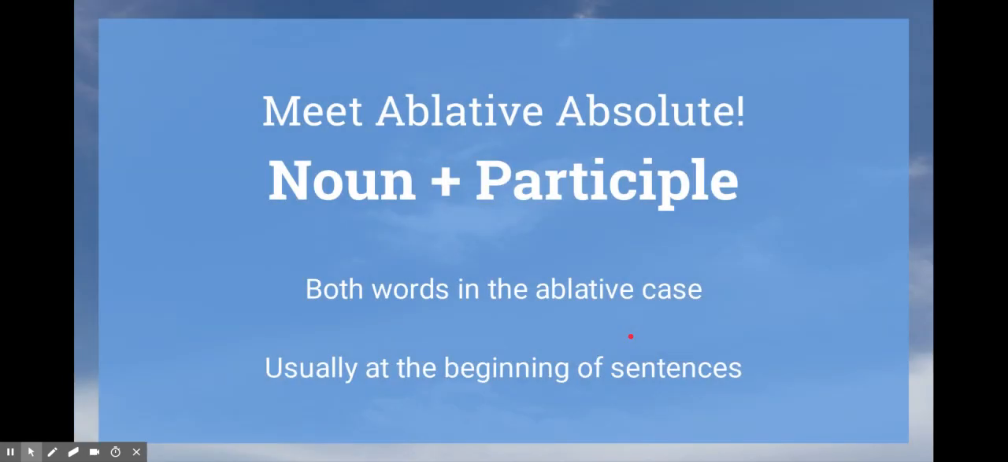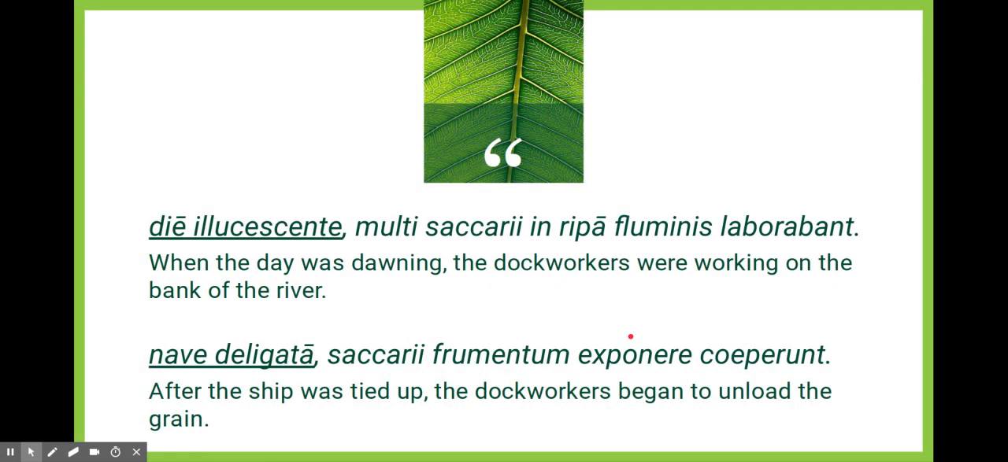Instead, the ablative absolute will always include a noun and a participle. Both the noun and the participle will be in the ablative case, and an ablative absolute phrase will most likely take place at the beginning of a sentence, and it'll set the stage or tell you about the circumstance under which the rest of the sentence took place. Let's check out some examples from the model sentences.